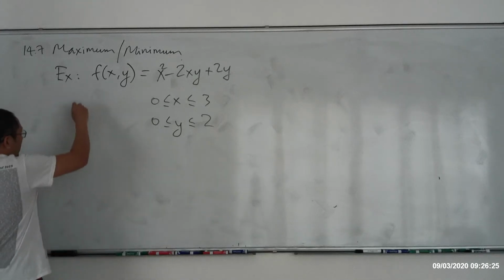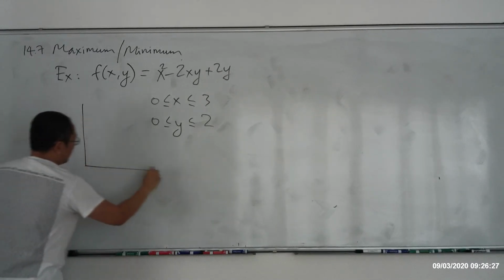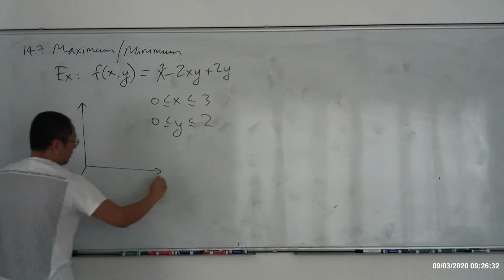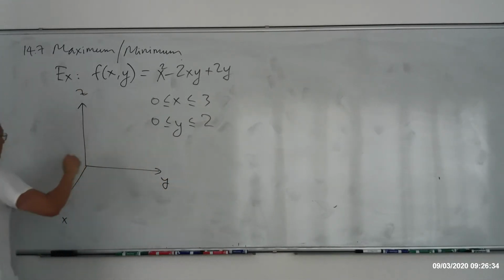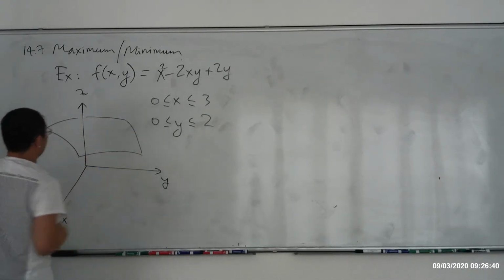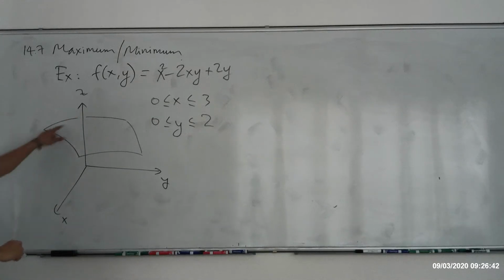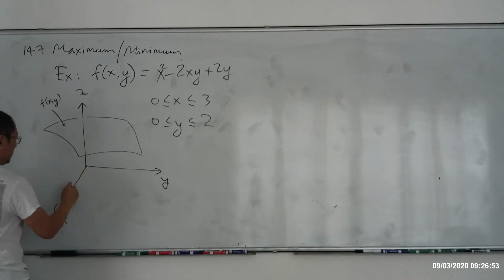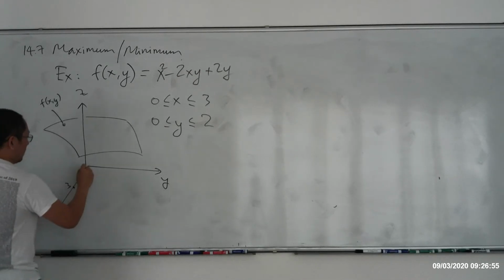Okay, this is my z-axis, y-axis, and x-axis. X here, y here, z here. And say you have a graph. Okay, so this is the surface. This is f(x,y). And x runs from 0 to 3, y from 0 to 2.